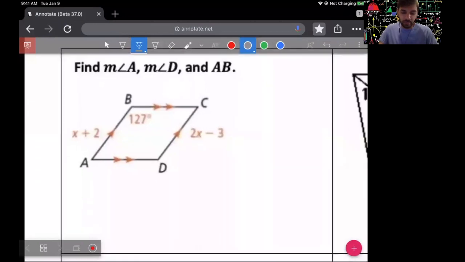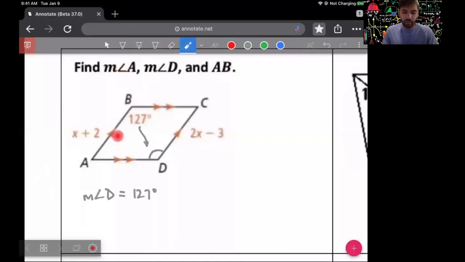In this first example, it tells us to find three different things. Find the measure of angle A, angle D, and find the length of segment AB. So let's first start by finding the measure of angle D. I'm going to go across because that's the easiest one. If you know angle B is 127, you just go straight across, and the measure of angle D is the same thing.